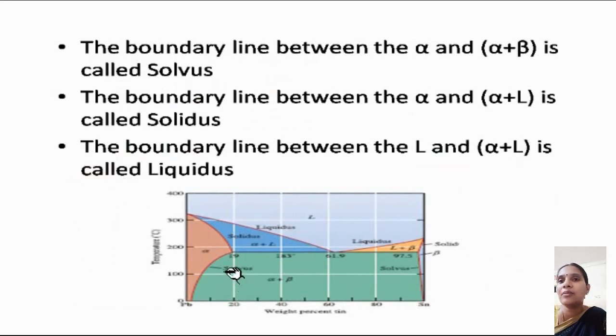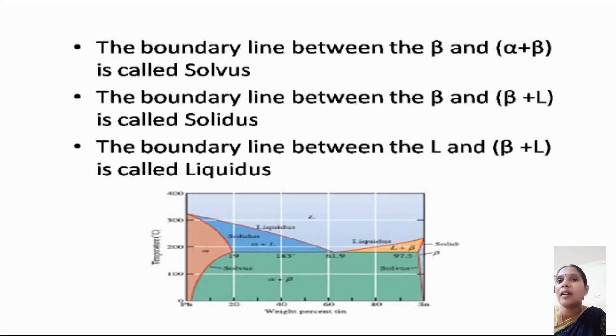So here in this diagram you are having all the different regions and boundaries marked out. You are having 3 single phase regions, L, alpha and beta, and 3 two-phase regions, L plus alpha, L plus beta and alpha plus beta. So there are liquidus boundaries separating the liquid region from the two-phase regions. There are solidus boundaries separating the solid regions from the two-phase regions, and there are solvus boundaries separating the alpha from alpha plus beta and beta from alpha plus beta regions. So it is explained clearly in these slides.